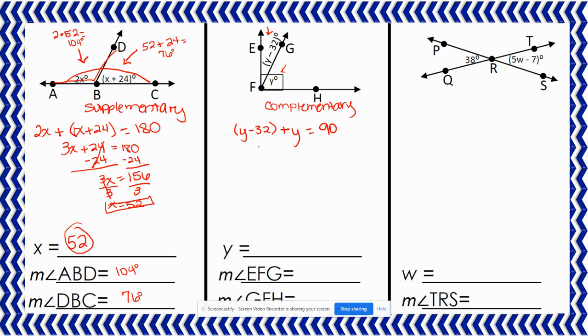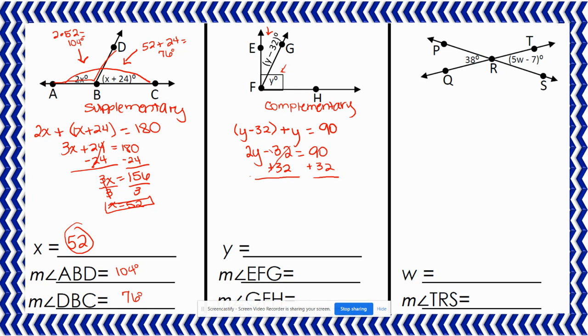Now all I have to do is combine my like terms. So I have y plus y, which is 2y. And then I have minus 32, which doesn't have a like term, so I'll just rewrite it as minus 32 equals 90. Now to get y by itself, the first thing I need to do is add 32 on both sides of my equation.